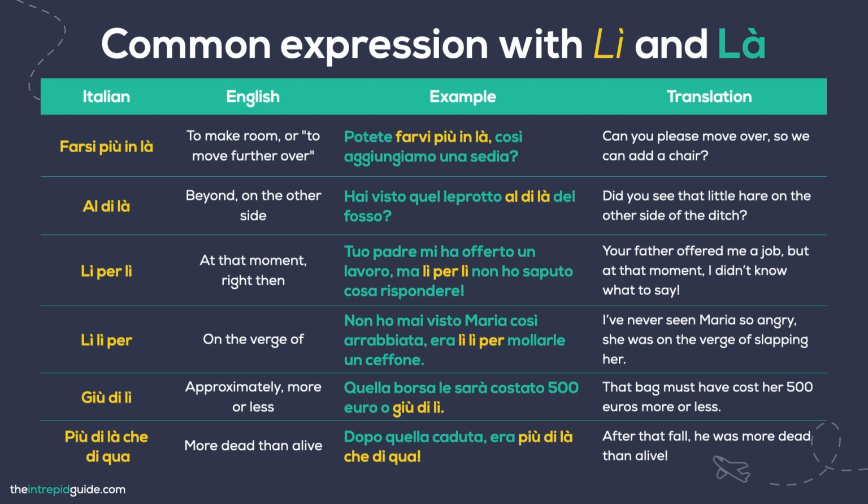Lì per. On the verge of. For example, Non ho mai visto Maria così arrabbiata. Era lì per mollarle un ceffone. I've never seen Maria so angry. She was on the verge of slapping her.